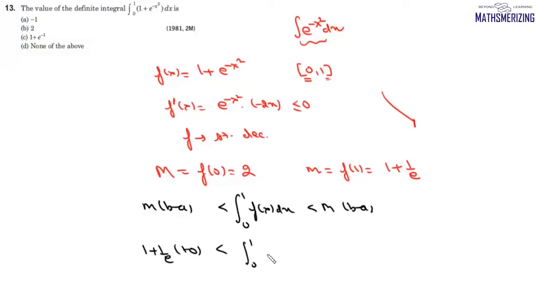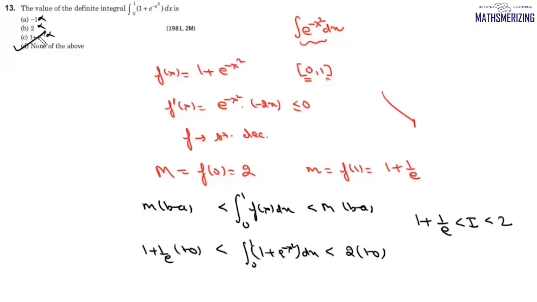And this is the integral from 0 to 1 of (1 plus e to the power minus x square) dx. And it will be less than capital M, which is 2 minus 0. So the value of this integral will be greater than 1 plus 1 upon e, but less than 2. Now it cannot be minus 1, it cannot be 2, and it cannot be 1 plus 1 upon e. It will be some value which will lie between 1 plus 1 upon e and 2, and therefore the answer to this question will be none of these.